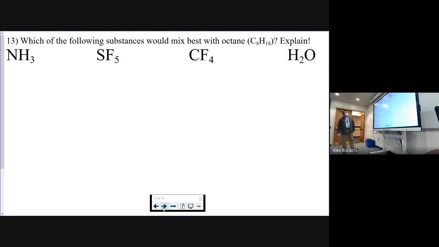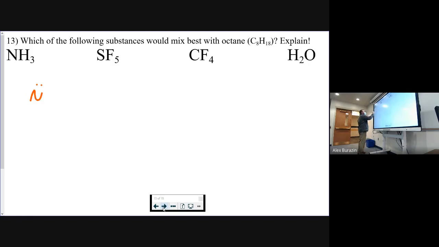Which of the following substances would mix best with octane? Octane, polar, nonpolar. Nonpolar, what am I looking for? What do I want to mix with it then? Something nonpolar. Now, to figure out whether these are polar or not, we would have to do like a geometry, three-dimensional thinking.